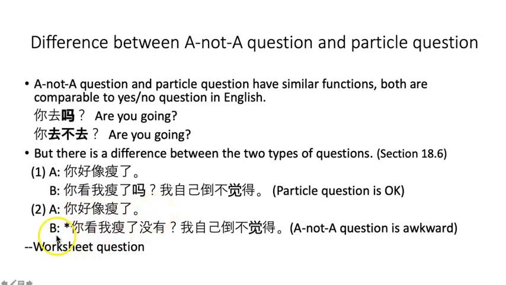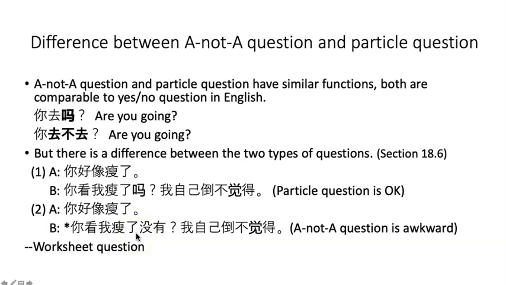You look thinner. And let's look at B's response in this example. 你看我瘦了没有？我自己倒不觉得. This is an A not A question. Remember, we just discussed this is a third formal pattern of A not A question, ending with 没 or 没有. 你看我瘦了没 or 你看我瘦了没有? So that's also an A not A question, the third subtype. So 你看我瘦了没有？我自己倒不觉得. Here, this A not A question is awkward.